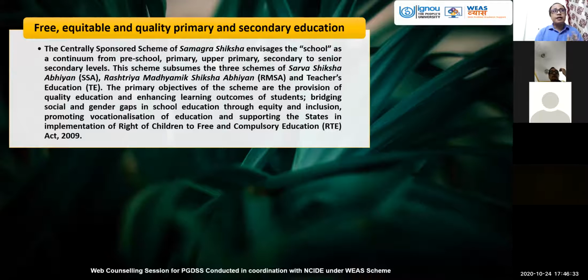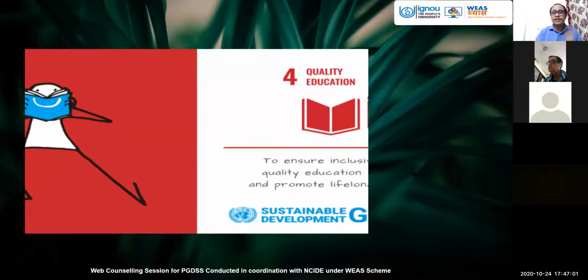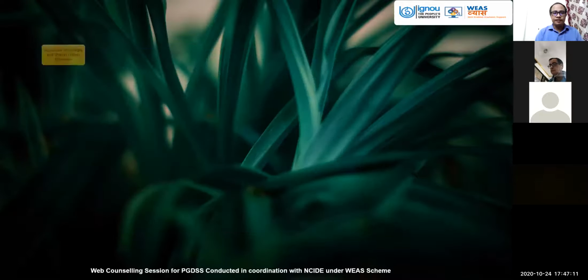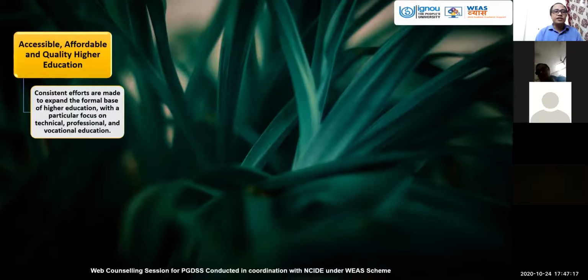So, to improve that, universal healthcare, education is one of the important. So we have free, equitable, quality primary and secondary education under different schemes of Sarva Shiksha Abhiyan, Rashtriya Madhyamik Shiksha Abhiyan, and teachers education. So through this also, we are effectively taking care of early childhood development and care in pre-primary education. And the next one is quality education is also important for achieving another goal. So as I told, we know that all the goals are vertically interlinked. So for that, accessible, affordable, and quality higher education is important.